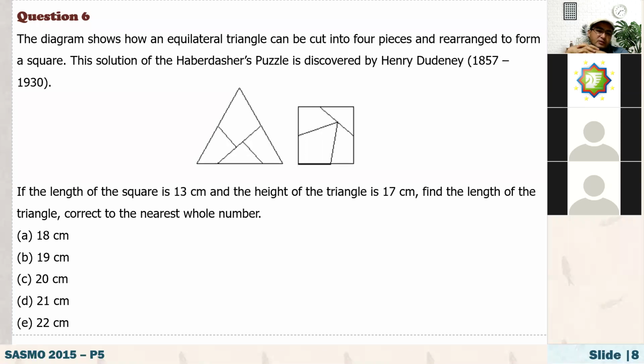Nargis, what do you think? How can we solve this problem? Can you first tell me the method? What technique should we use here to solve this problem? I can't solve this question.